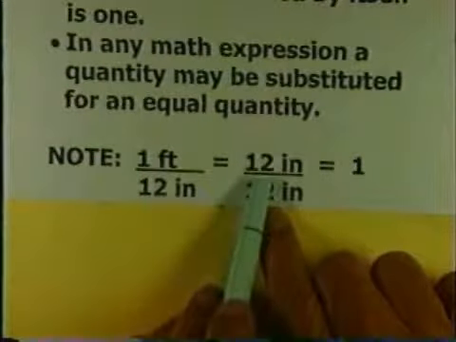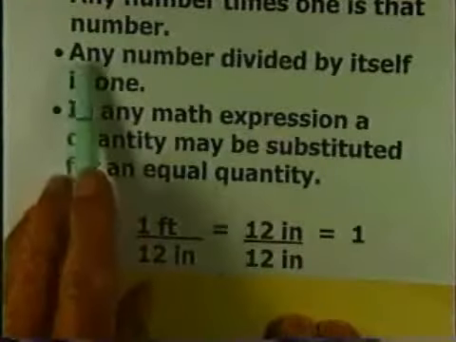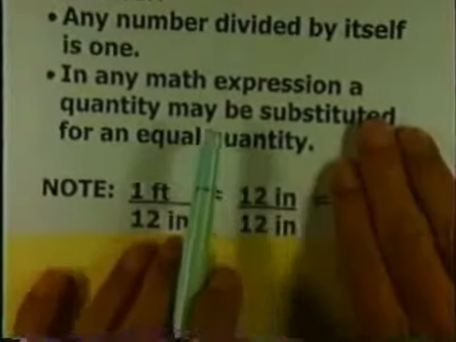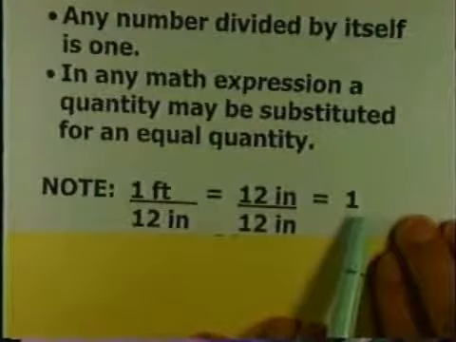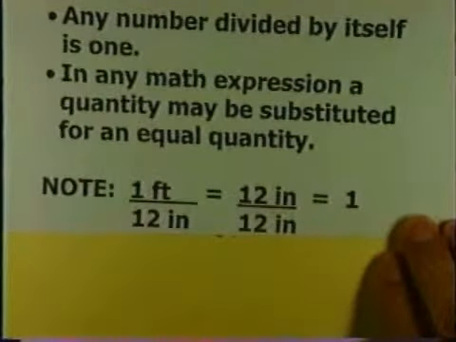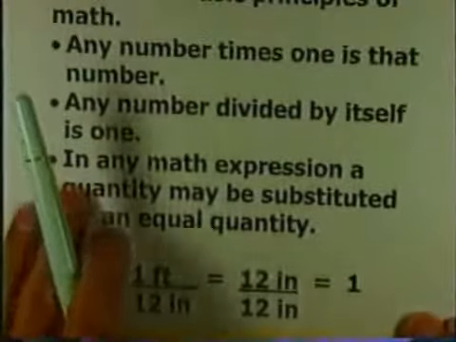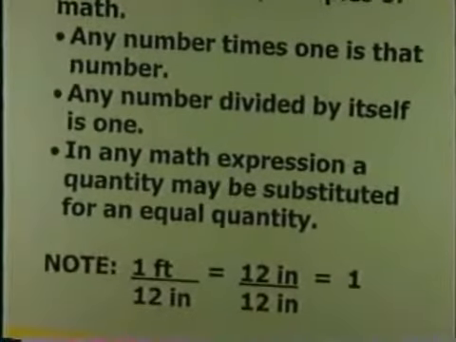That's its equal quantity. Now I'm using the second principle. Any number divided by itself is 1. So 12 inches divided by 12 inches is 1. So that demonstrates the second two. Now the basic idea of unit analysis is based on the first one, and we'll talk about that in a few minutes.